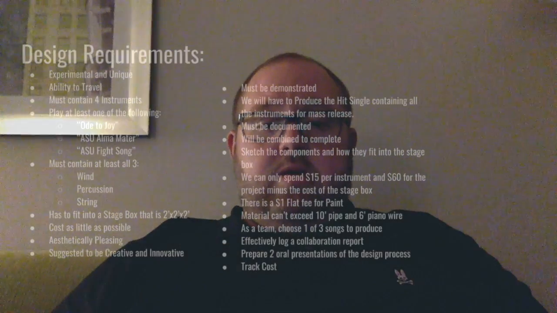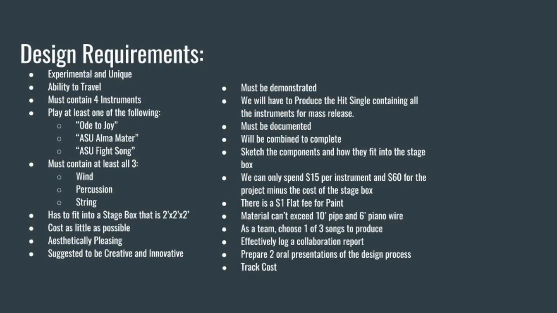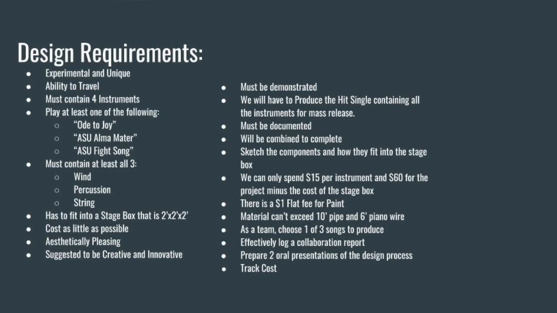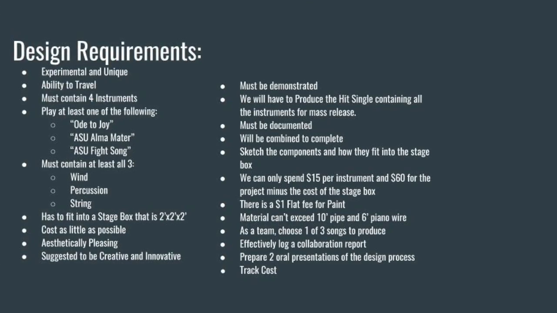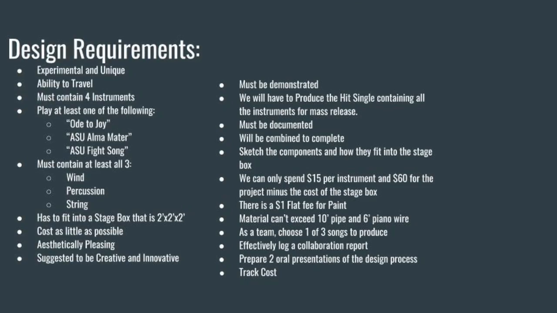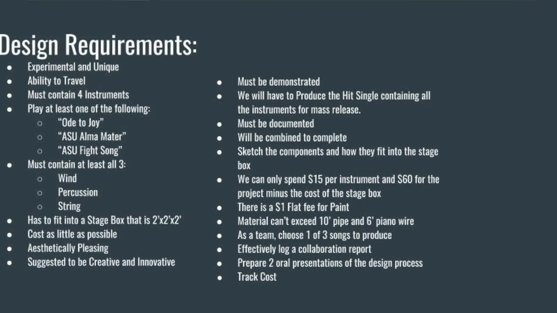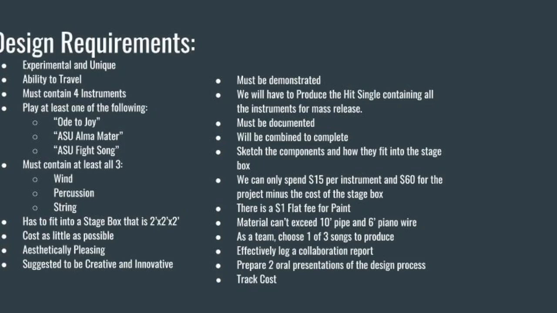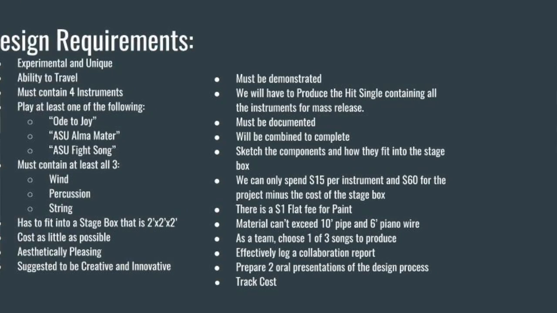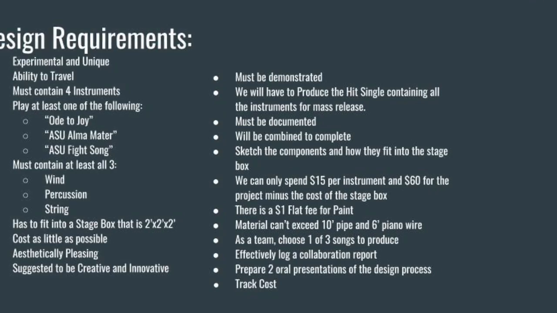We will also have to build and demonstrate these. We will have to produce one of their hit singles, which we've chosen, Alma Mater. Must be documented well, be combined sketch components, fit into the stage box. We also are looking at a total cost of $60 for the box, and there's also some other minor things such as $1 flat fee for painting and materials that can't exceed 6 feet or 10 feet for pipe and piano wire.